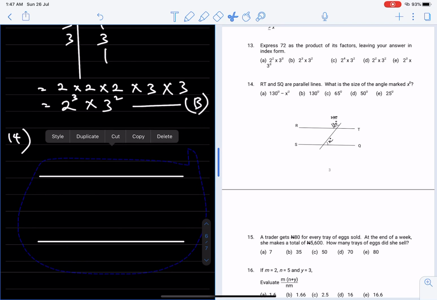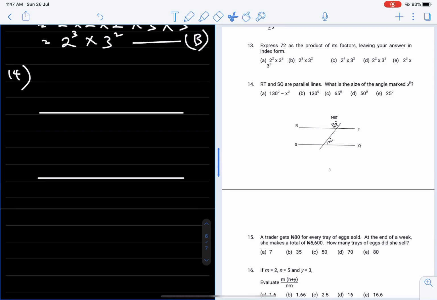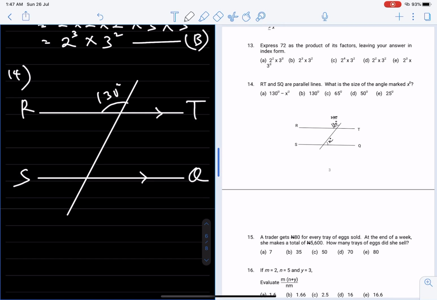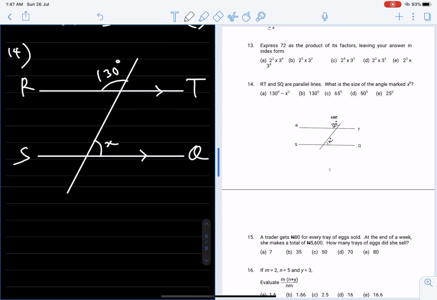a few lines down. Now, RT and SQ are parallel lines. There's a transversal across those parallel lines. This is R, this is T, this is S, and this is Q. RT and SQ are parallel. This angle is 130 degrees, while this is X. Now, find the angle marked X.